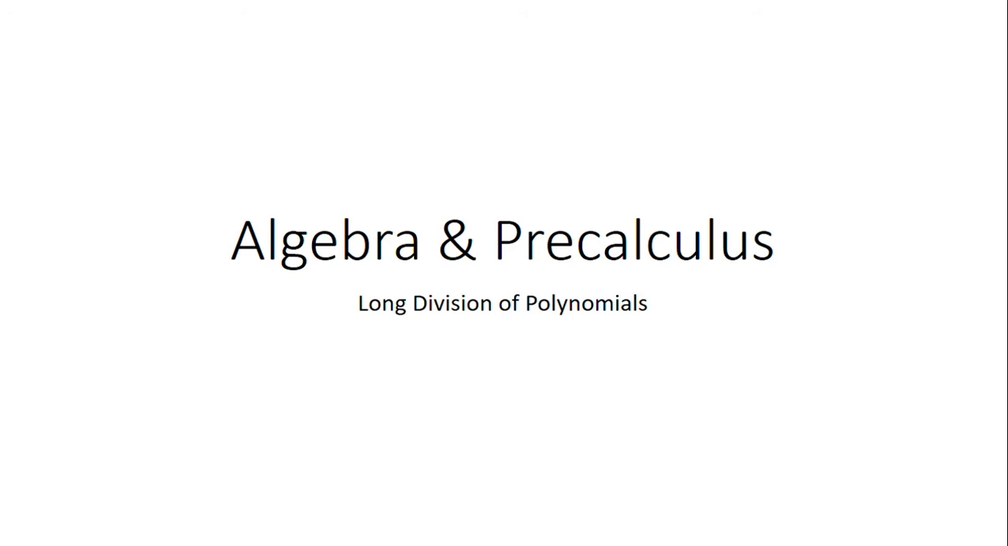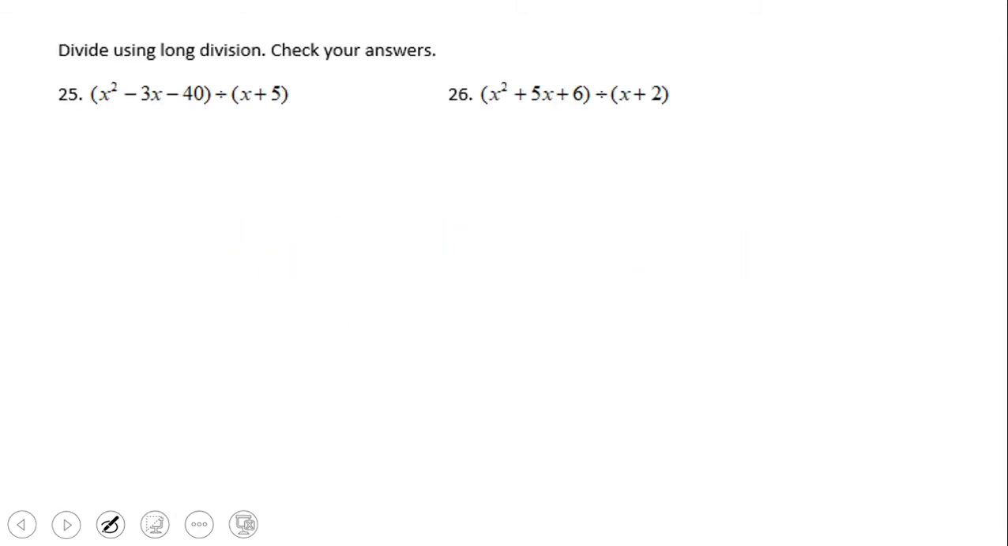In this video clip, we're going to talk about long division of polynomials. So in this problem, we have two polynomials. The first one is x squared minus 3x minus 40, and we're going to divide it by x plus 5.